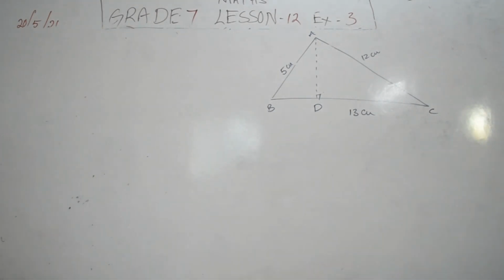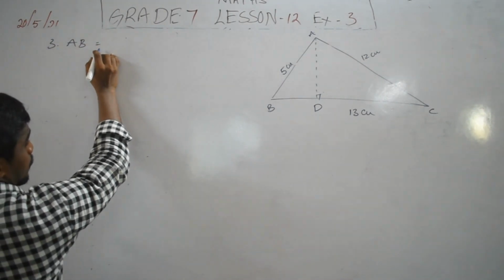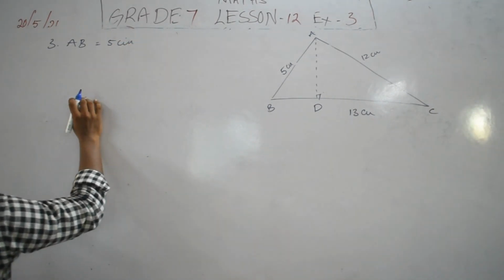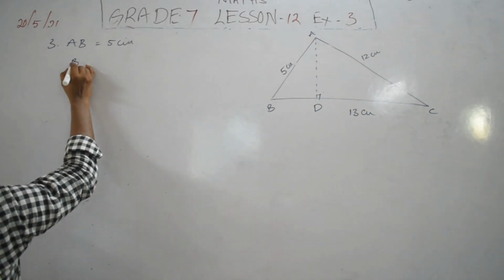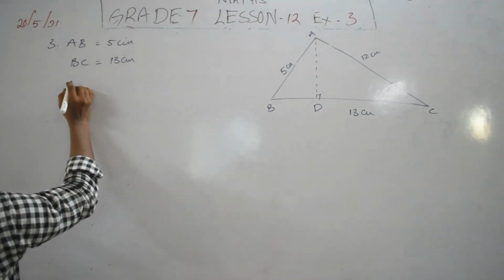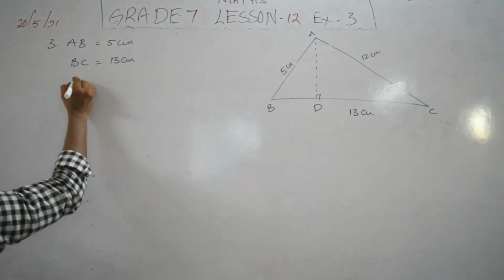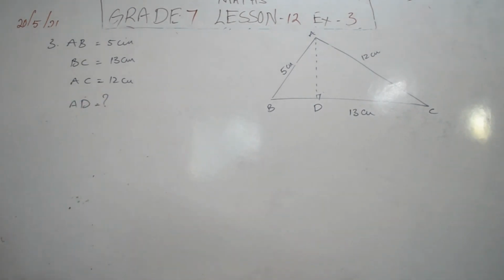the AD length they are asking. So now we see third one. Here AB length how much? 5 centimeters. Next, BC length, 13 centimeters. AC, 12 centimeters. Now AD we don't know.